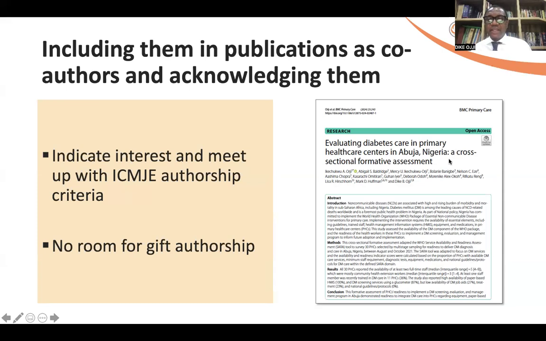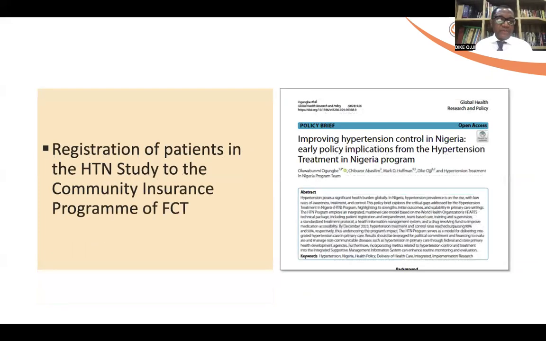And on your right, there is evaluating diabetes care in primary health care in Abuja, Nigeria, which is a cross-sectional formative assessment. And some of the people listed in this, for example, Deborah Odo and Morenike Ales Oko, are policymakers who are working in the Federal Ministry of Health.